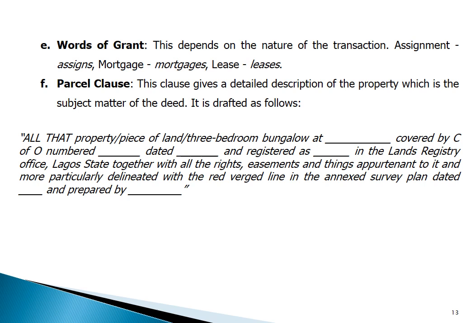Words of grant. This depends on the nature of the transaction. Assignment: assigns. Mortgage: mortgages. Lease: leases. Parcel clause. This clause gives a detailed description of the property which is the subject matter of the deed. It is drafted as follows: all that property, piece of land, 3-bedroom bungalow, dash, covered by C of O number dash, dated dash, and registered at dash in the Lands Registry Office, Lagos State, together with all the rights and things appertaining to it, and more particularly delineated with red verge line in the annexed survey plan dated and prepared by dash.